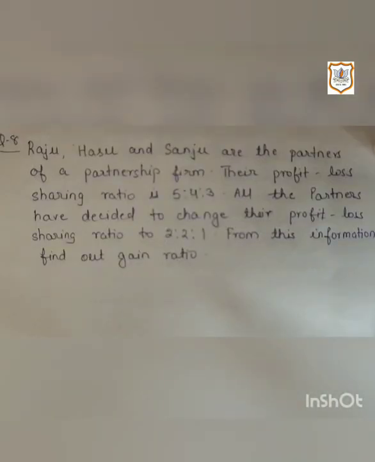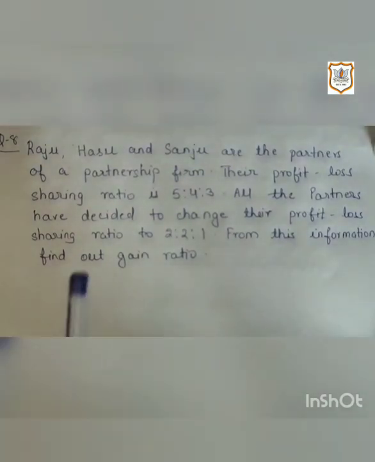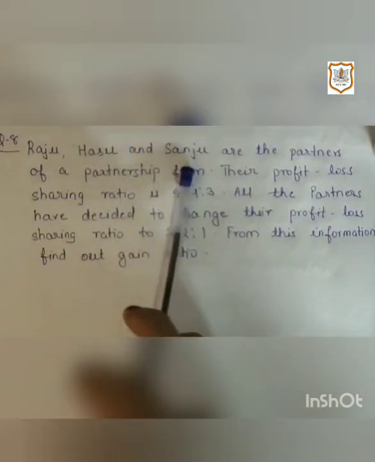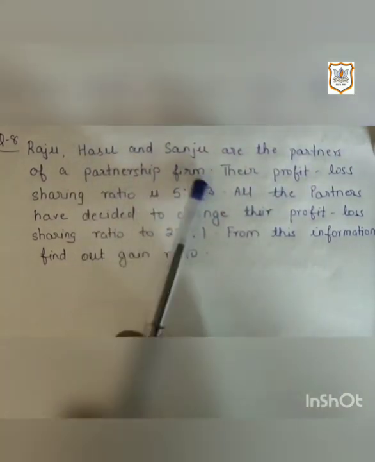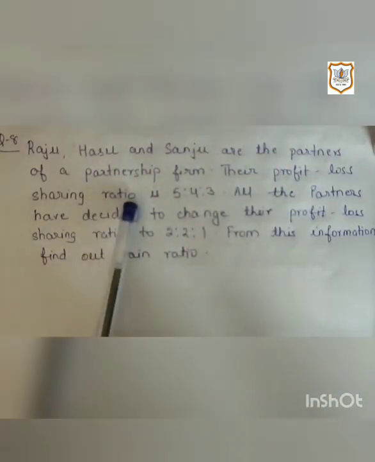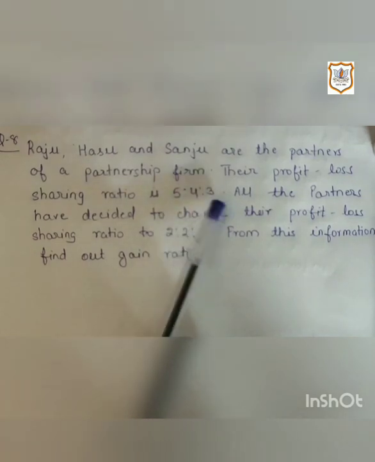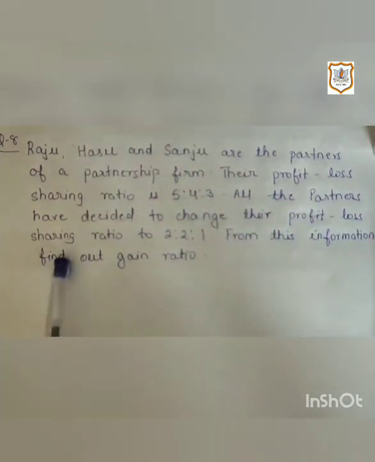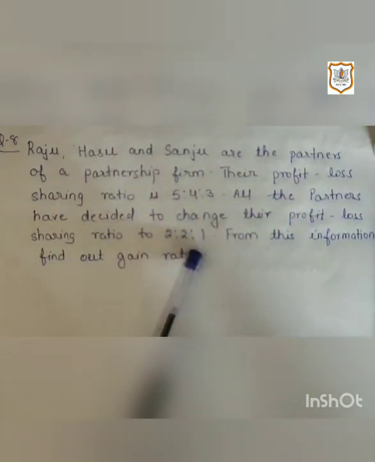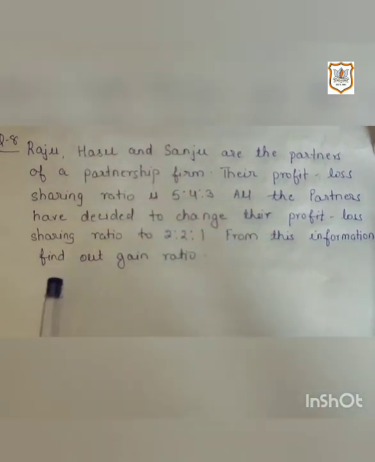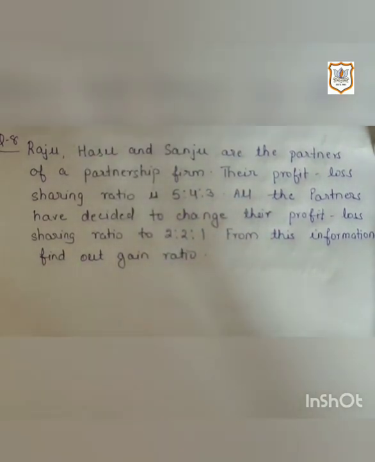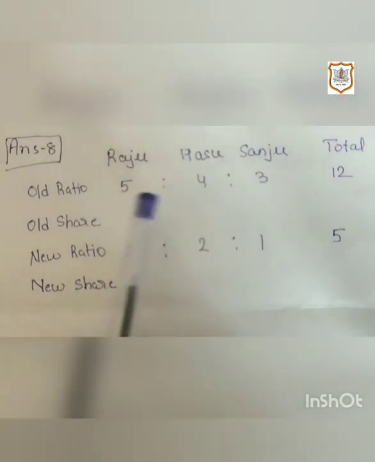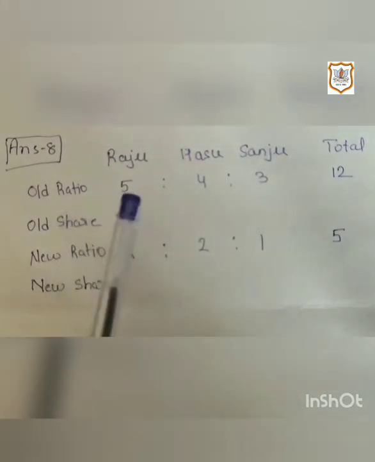Now let's solve question number 8. Here we will learn how to apply the formula of gain ratio. So here's the question. Raju, Hasu and Sanju are the partners of a partnership firm. Their profit-loss sharing ratio is 5:4:3. All the partners have decided to change their profit-loss sharing ratio to 2:2:1. From this information, find out gain ratio. So here we go for the solution. Here the old ratio of each partner has been given.